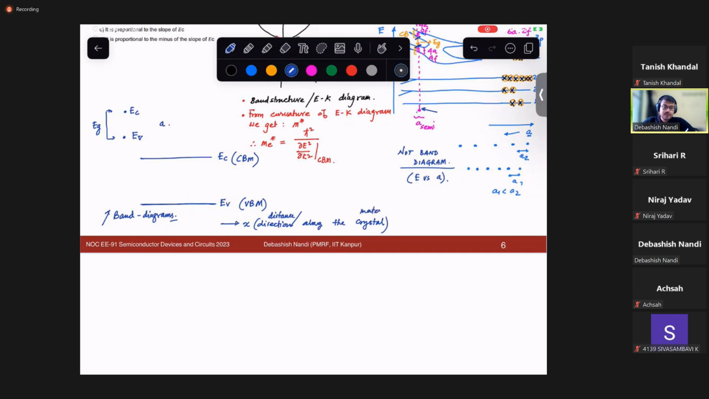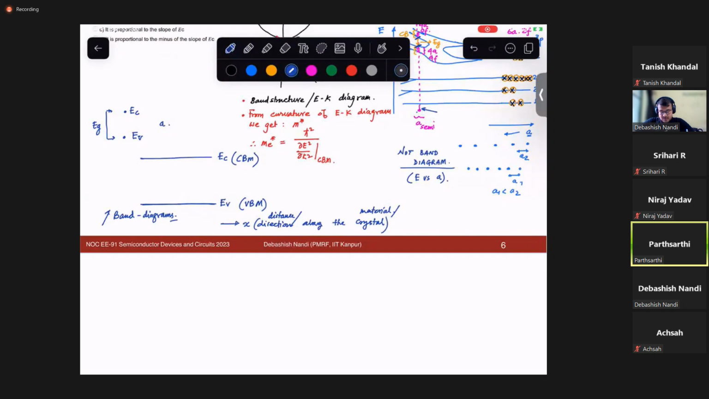Anyone? X-axis is energy. It is written here, right? Y-axis is energy, x-axis is distance between them. Distance between what? Electron. Y-axis is energy, x-axis is carrier concentration. No. Y-axis is energy, x-axis is distance along the crystal.